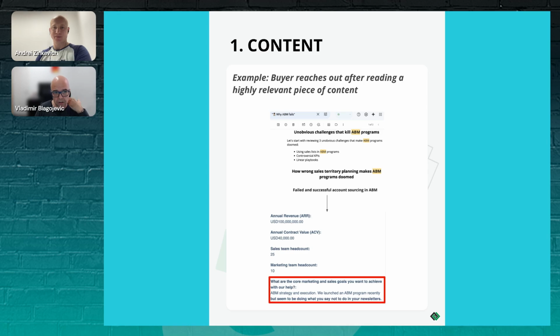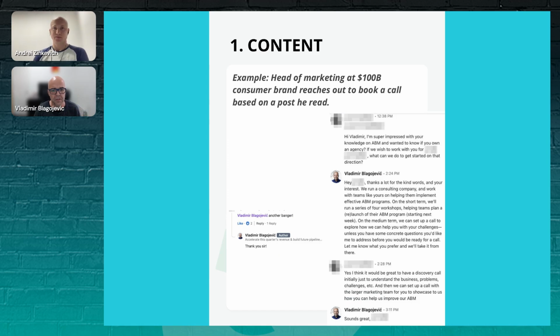And in this case, the specific job to be done of that CMO was, we are starting an ABM program. I have put my neck on the line. I'm expecting to generate some results. Now you are saying that these are the mistakes that a lot of companies are making. I see that they are making these mistakes. Okay, let's explore that.